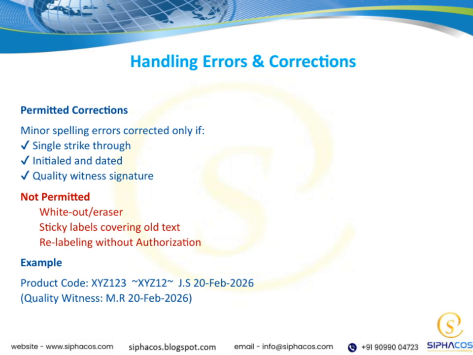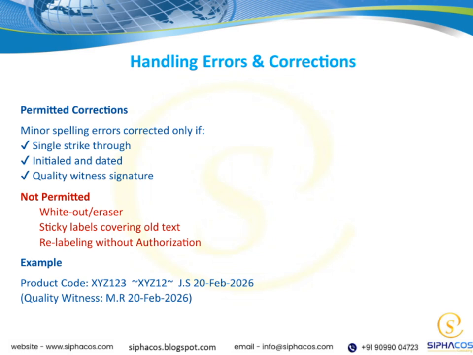On the other hand, there are clear things that are not permitted. You should never use whiteout or an eraser to correct errors. Covering up old text with sticky labels is also not allowed, nor is relabeling documents without proper authorization. These practices can compromise the accuracy and trustworthiness of our records. Let's look at the example provided. A product code that originally was XYZ123.